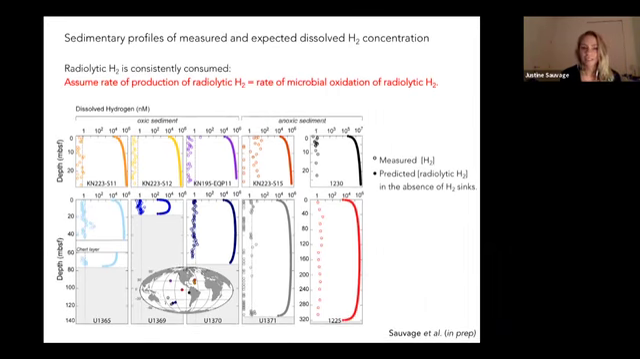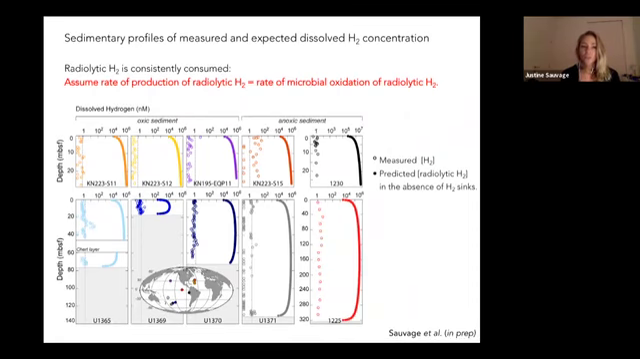The solid line is how much hydrogen is being produced, assuming that there is no biological sink or chemical sink, just assuming there is no sink for that hydrogen. And you can see that there are between 3 to 4 orders of magnitude discrepancy in the concentration of hydrogen between what's measured and what's expected if there was no microbial consumption. And that's true for both oxic and anoxic sites.